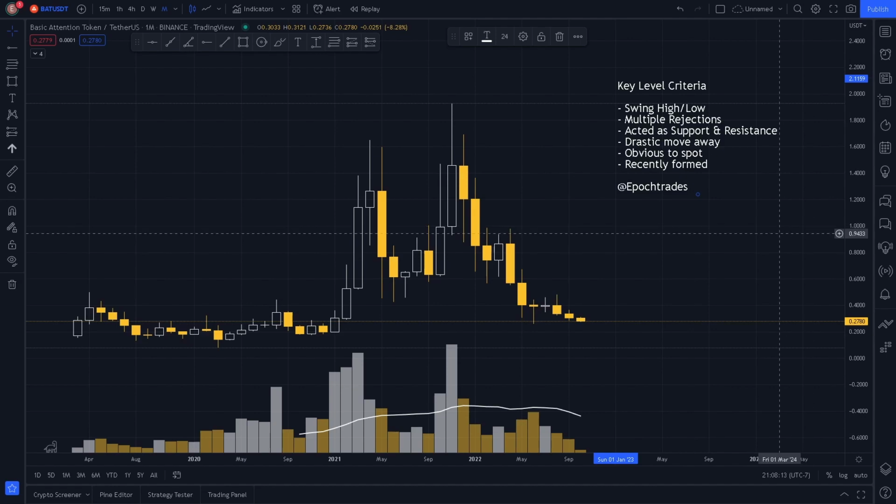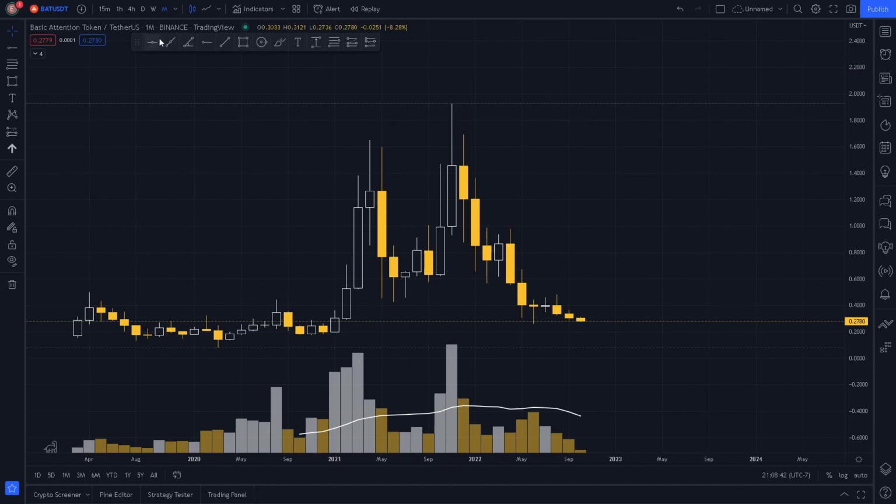Today we're going to be covering key levels on the higher time frame, specifically monthly and weekly time frames for the Basic Attention Token. Now, as always, our key level criteria is what we look for: swing highs, swing lows, multiple rejections, acted as support and resistance, drastic moves away, obvious to spot, and recently formed. So let's go ahead and dive right in.